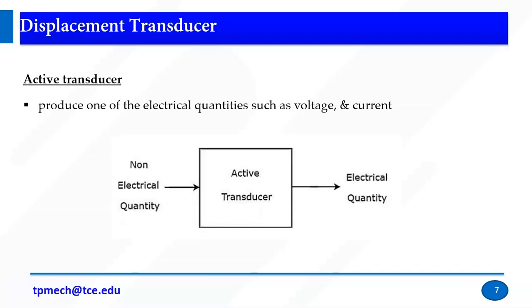In electrical transducers, we have two more types: an active transducer and a passive transducer. An active transducer directly converts a non-electrical quantity to an electrical quantity, meaning electrical representation like voltage or current. So it directly gives the output as voltage or current.